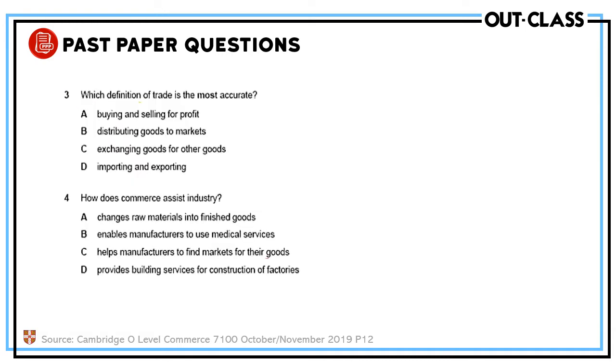Which definition of trade is most accurate? Buying and selling for profit. I think this is the correct answer. We don't even need to read the other answers. Moving on, fourth is how does commerce assist industry?